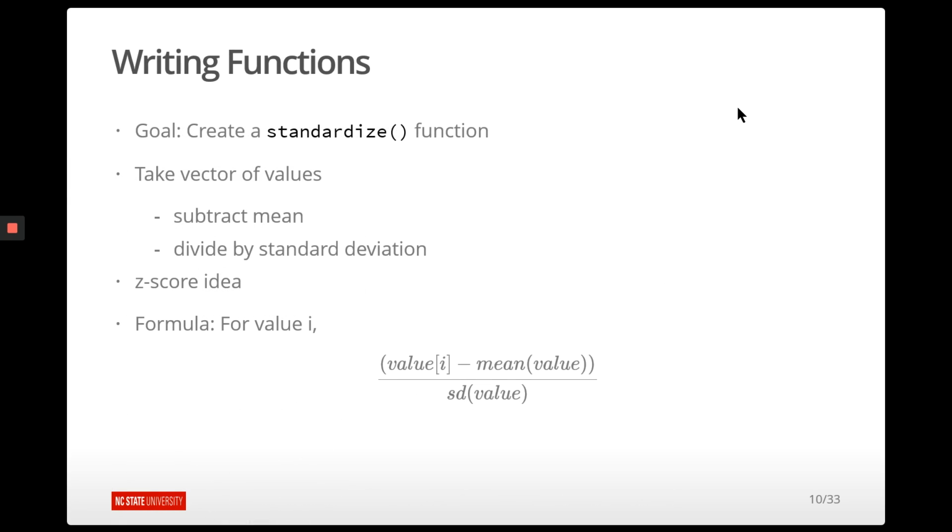But let's talk about creating our own function now. So let's make a goal. We want to create a function called standardize that does the following. It takes in a vector of values. It subtracts off the mean of that vector and divides by the standard deviation of that vector. So essentially that z-score idea that you may have seen in your first applied course. And so for a given value I, what I want to do is take the mean of all the values, subtract it from that, and then divide by the standard deviation. So how do we do that?